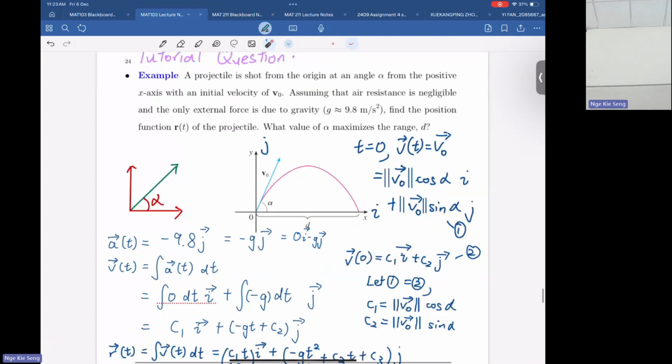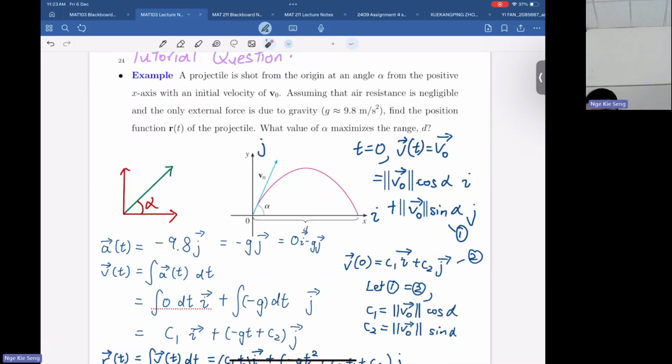Okay, one last thing before we leave here, later we will start with the calculus. Is this question here? Let's say a projectile is shot from the origin at an angle alpha from the positive x-axis with initial velocity v0.